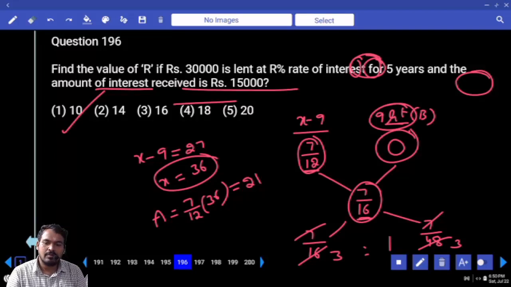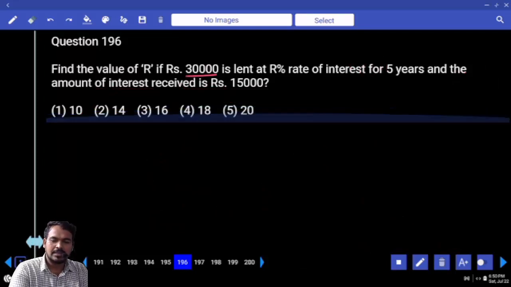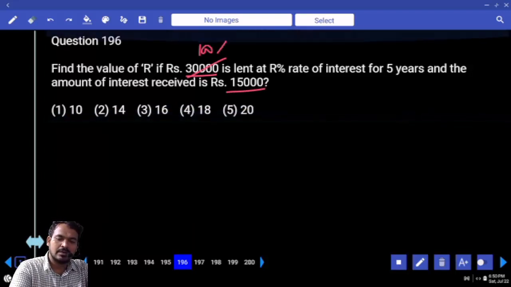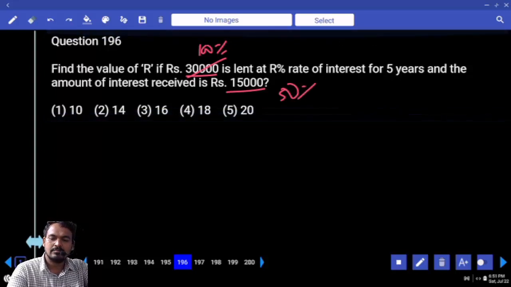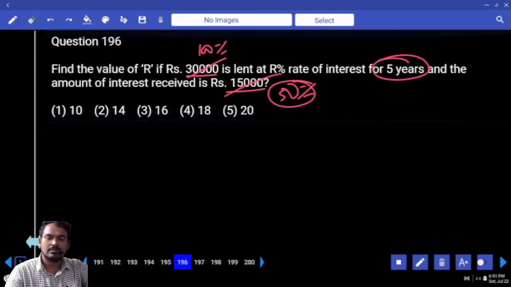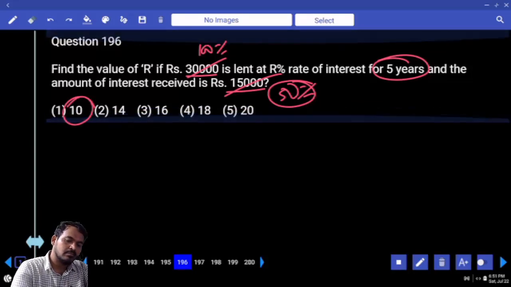Find the value of R if 30,000 is lent at R% rate of interest for how many years? 5 years. And the amount of interest received is 15,000. Principal is 30,000. Interest is how much? 15,000. Exactly half or not? Principal is 100%. Interest is 50% or not? That 50% interest is received in how many years? 5 years. What is the per annum? 10%.